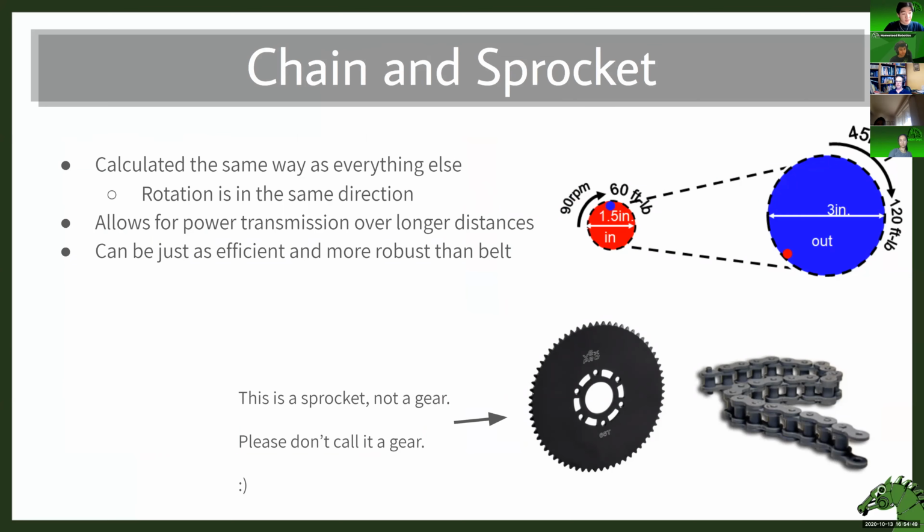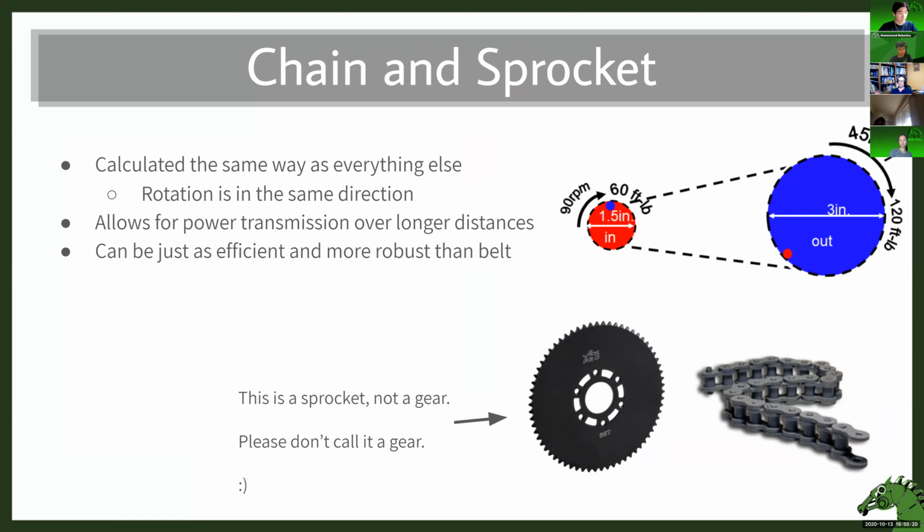All right, and then here's the last system we're talking about today. It's the chain and sprocket. So this is pretty similar to a belt and pulley, where the main thing is you can transmit power across a long distance. And it's, again, calculated the same way as everything else. Rotation is in the same direction for input and output. It's basically the same thing as a belt and pulley system.